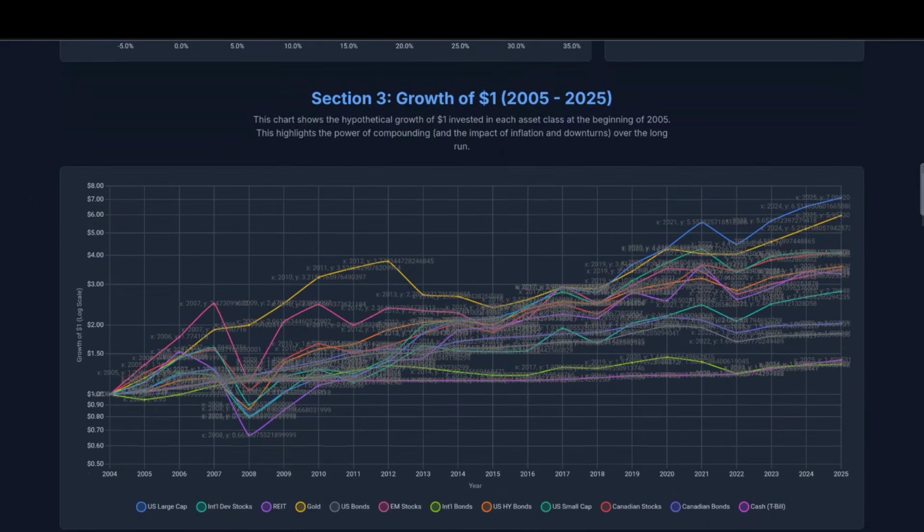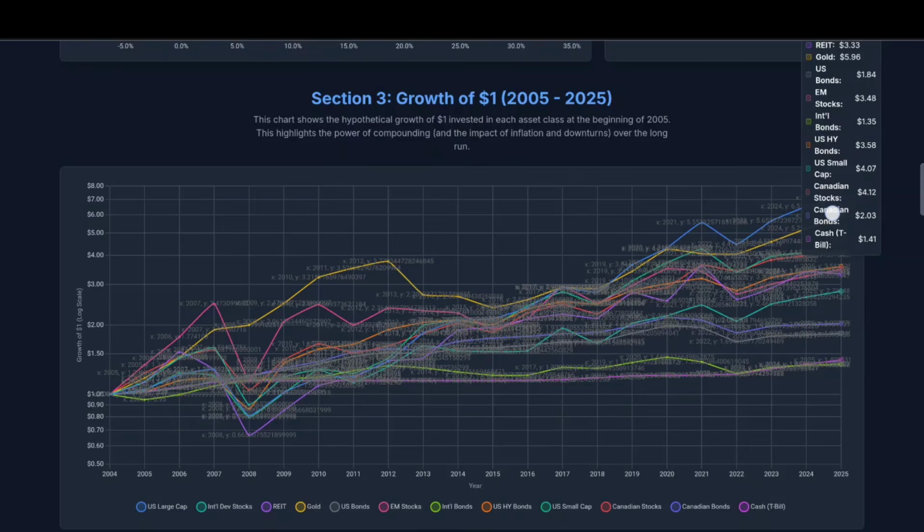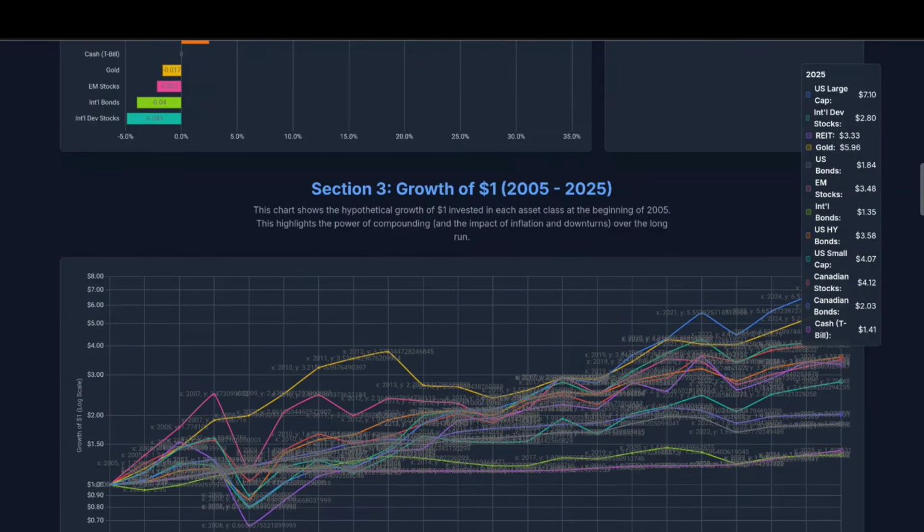I wanted to do a growth section. If you just literally had a pound in there, where would your pound sit? We can see over time where the pound would end up. So in 2005, US large cap, we know, has done well with the bull of AI growing, or the tech boom. But we can see most assets have done pretty well in 2025.